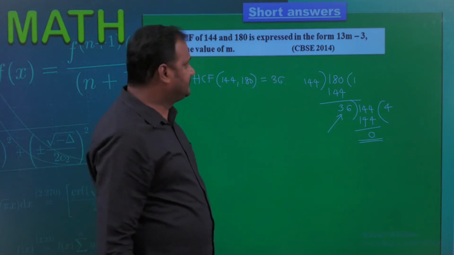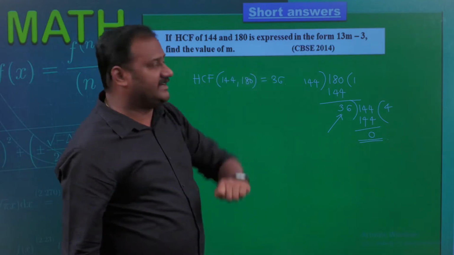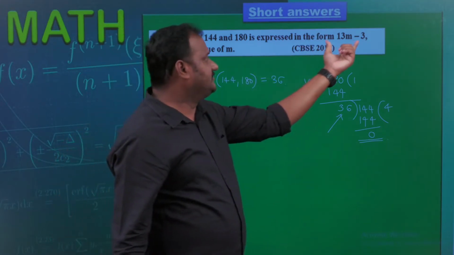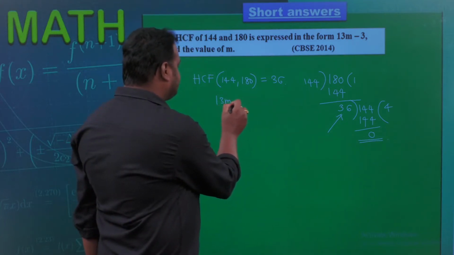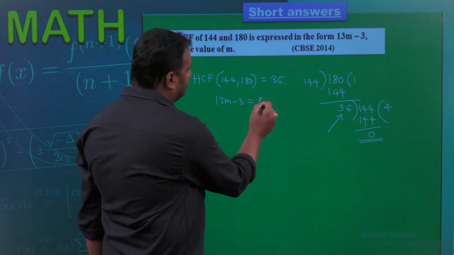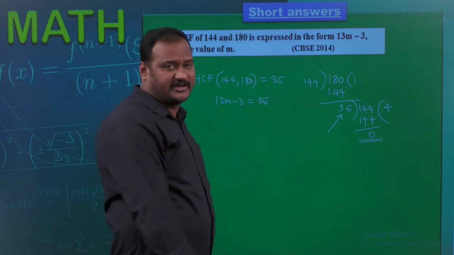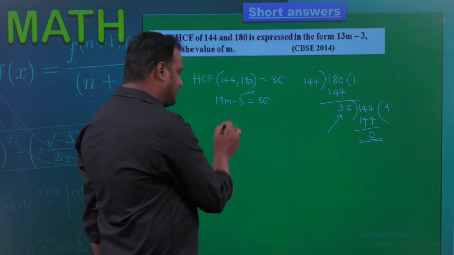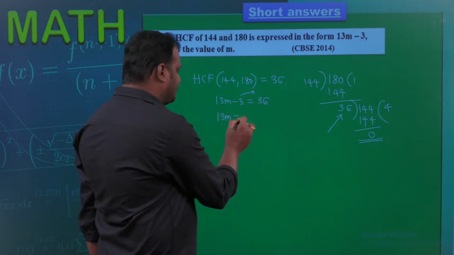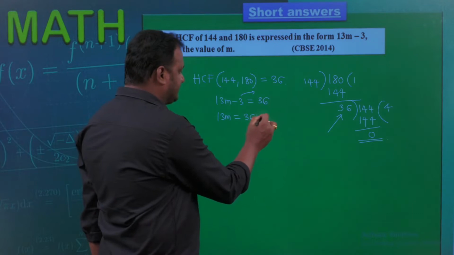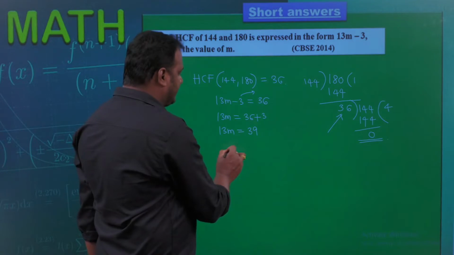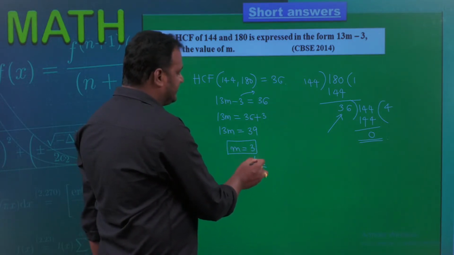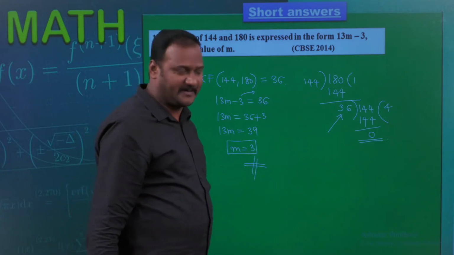Now according to the problem, HCF is expressed in the form of 13m minus 3, means this value is going to be HCF. So 13m minus 3 is equal to 36. Will you be able to solve for m? Yes, of course you can transpose 3 that side. So 13m is equal to 36, and minus 3 will become plus 3. 13m is equal to 36 plus 3 equal to 39. 13, how much is 39? 13 3s are 39. See how easy to get the answer, right?